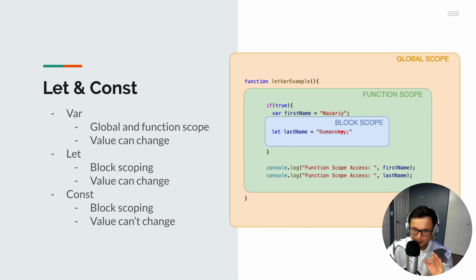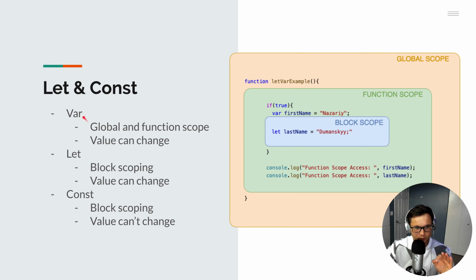Block scope is simply, think of it as also a function scope, but block scope is defined within certain brackets. That's really all it is. You can see we have two examples here. We have var first name, and then we have let last name. In this function, if true, then we define first name using var, and then we define last name using let. Below this, we console log first name and we console log last name, right? What do you think is the difference? What do you think is going to happen when we console log these?